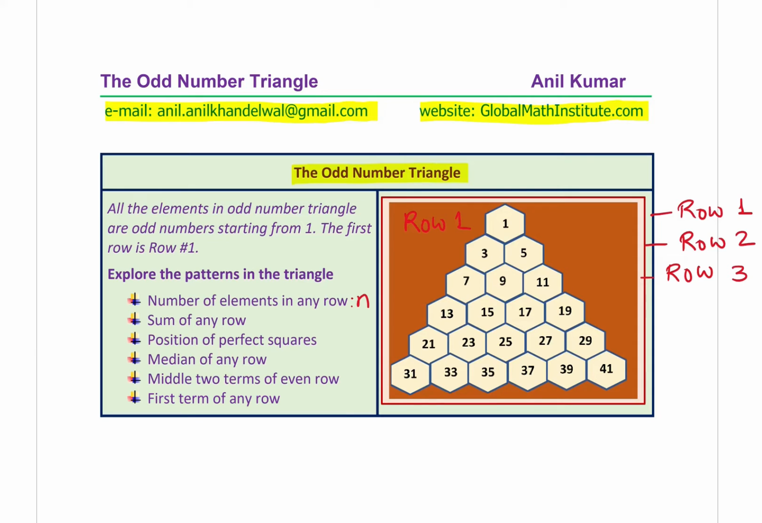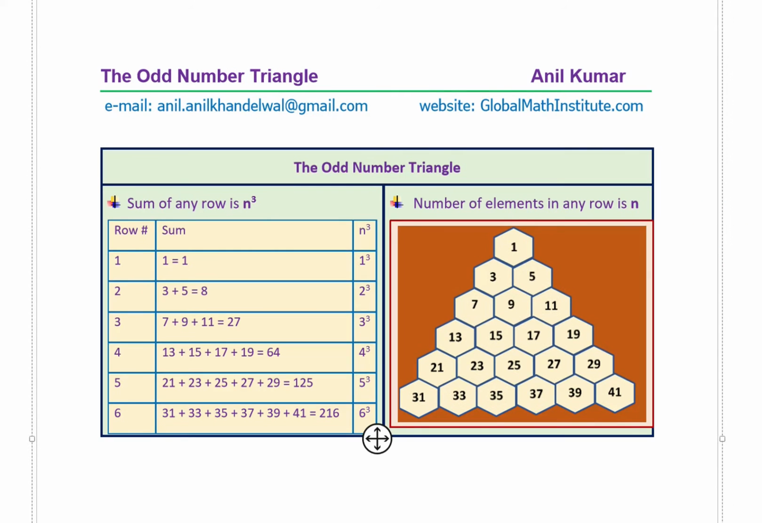Now, how about the sum of any row? Well, let's make a table and look into that part also. So now we'll explore the sum in each row. In the first row, we have only one number, and so the sum is 1. In the second row, we have two numbers, 3 and 5. If you add them, you get the number 8. And then 7, 9, 11, when added, will give you 27. 13, 15, 17, 19 when added will give you 64.